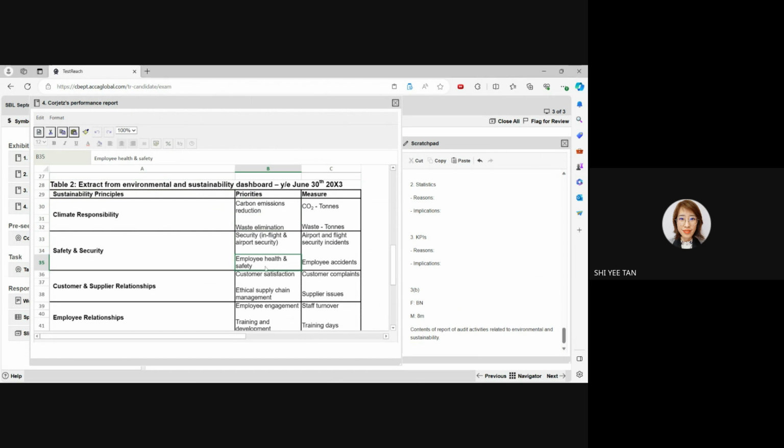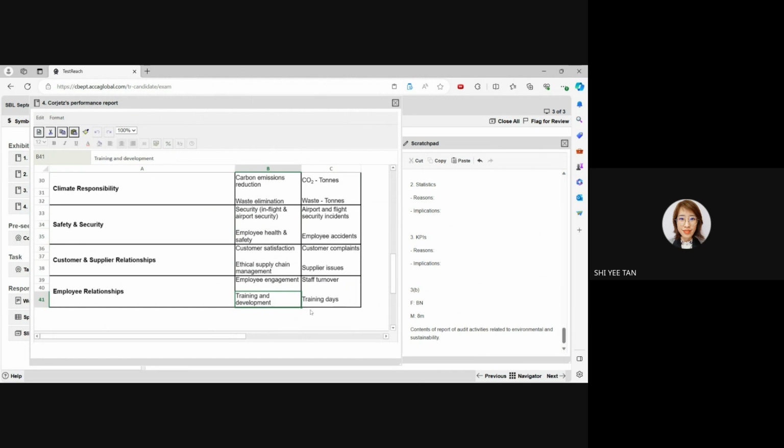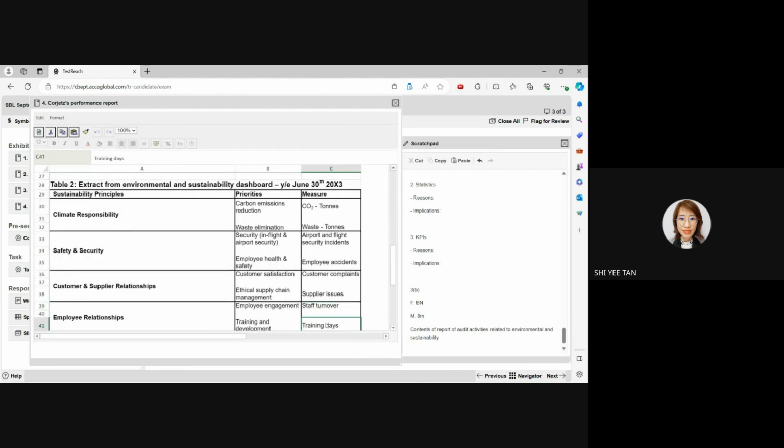Then employee health and safety. So how do they measure it? They measure incidents and accidents. Customer and supplier relationship: customer satisfaction and ethical supply chain management are their priority. So they measure using customer complaints and supplier issues. Employee relationship: they have employee engagement and training and development as the priority. So they measure using staff turnover and training days.